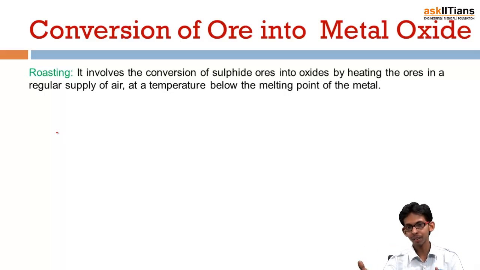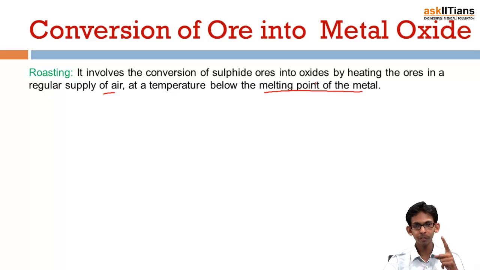So the process of conversion of carbonate ore into oxide ore is calcination, and the process of conversion of sulfide ore into oxide ore is roasting. It involves conversion of sulfide ore into oxide ore by heating the ore in a regular supply of air at a temperature below the melting point of the metal.